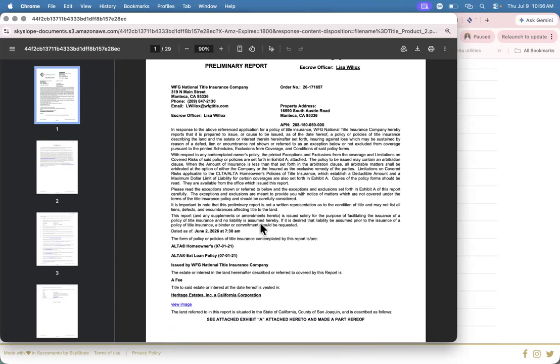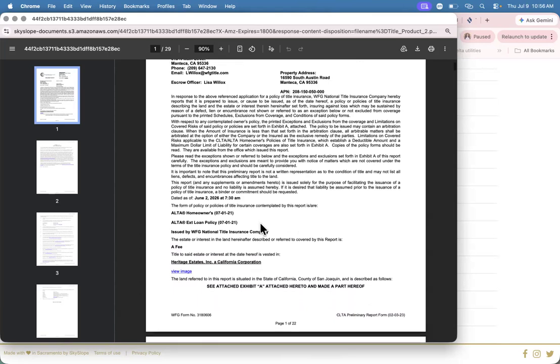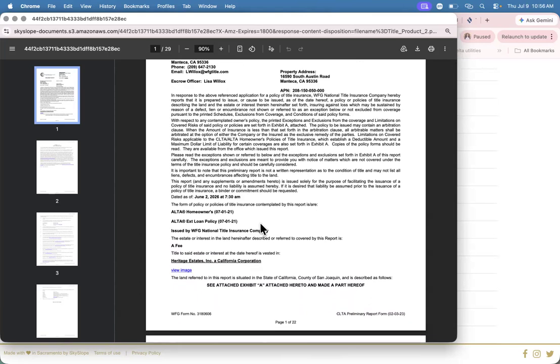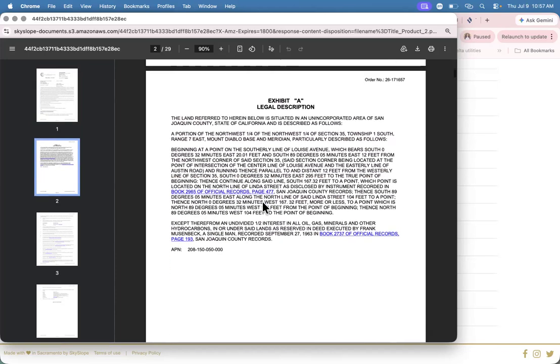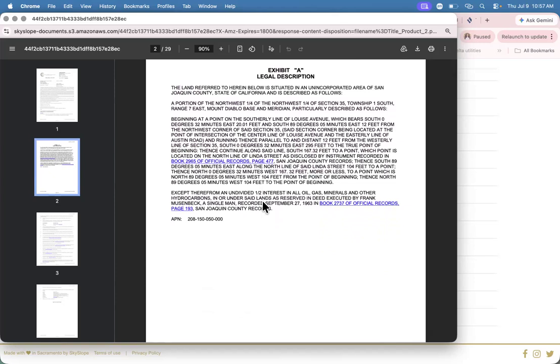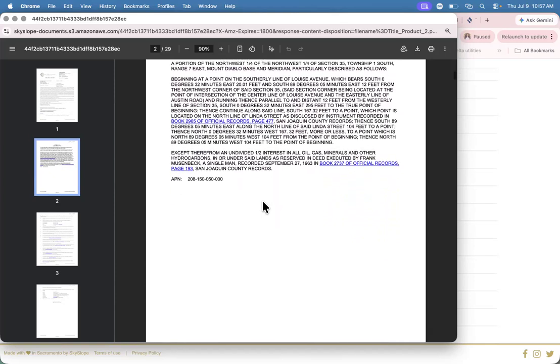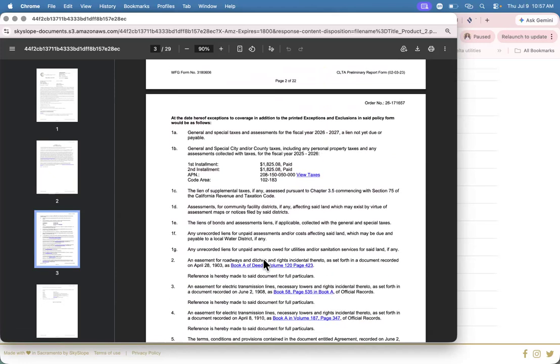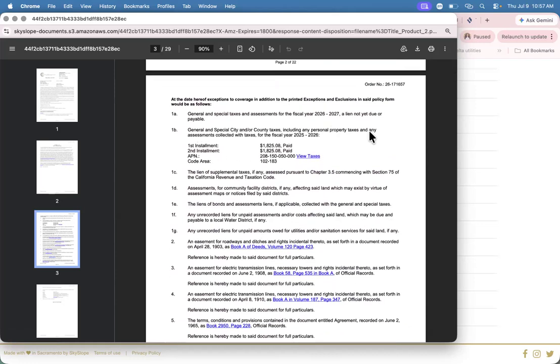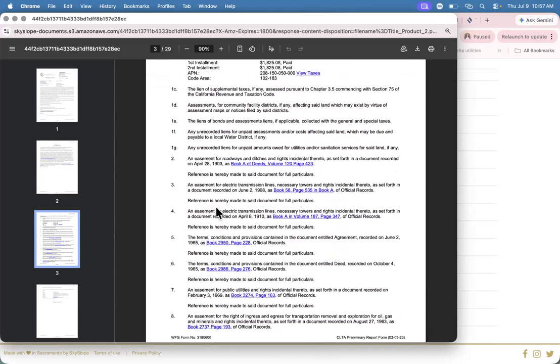Make sure you do read over this. It will tell you if there are any clouds or any liens or anything on the property. Please read over it. It's a pretty long one, but it does give you links that you can click on additionally if needed. It goes over the property taxes, so first installment, that's what that is. The lien of supplemental taxes, if any. Looks like it's pretty good.